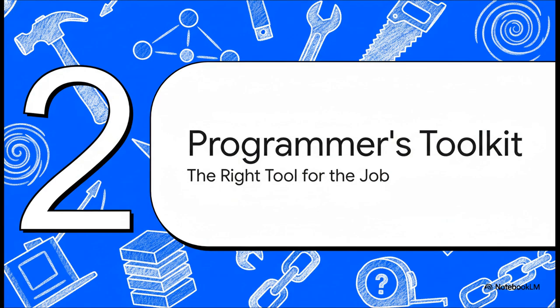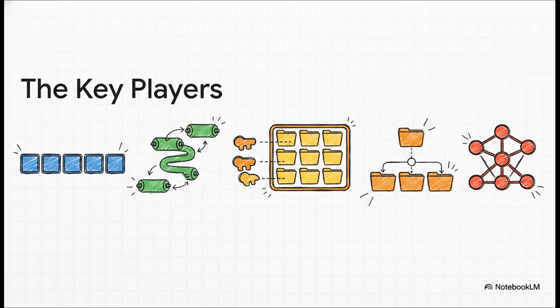To answer all those questions, programmers have this awesome toolkit filled with different structures, and each one is perfectly designed for a different kind of job. You can think of it like a carpenter's workshop, right? You wouldn't use a sledgehammer to drive in a tiny little nail. You need the right tool for the job. So, let's meet the main characters in this story, the key players in the toolkit. You've got your arrays, your linked lists, hash tables, trees, and graphs. These are some of the foundational tools, and trust me, each one has its own unique superpower.